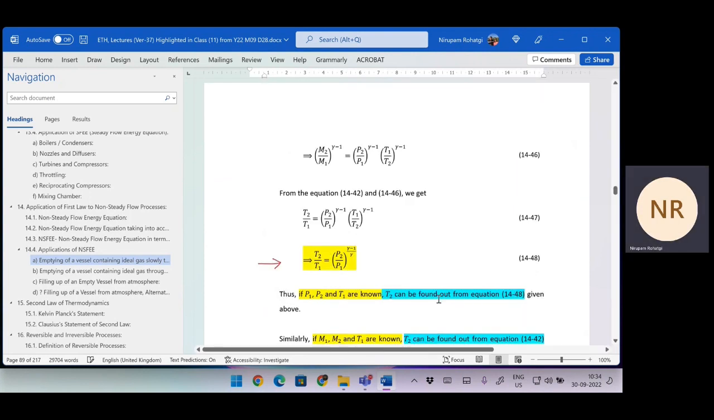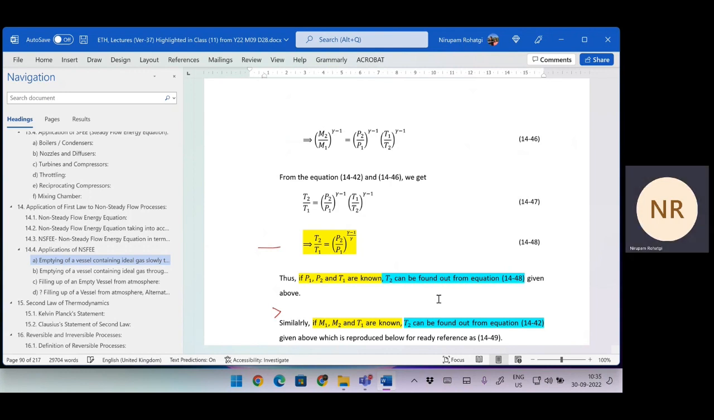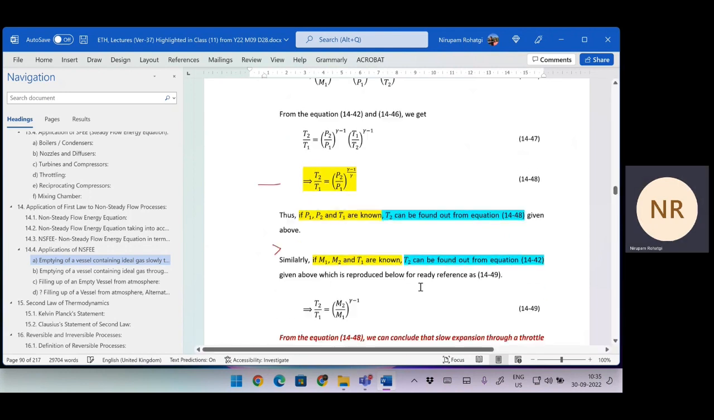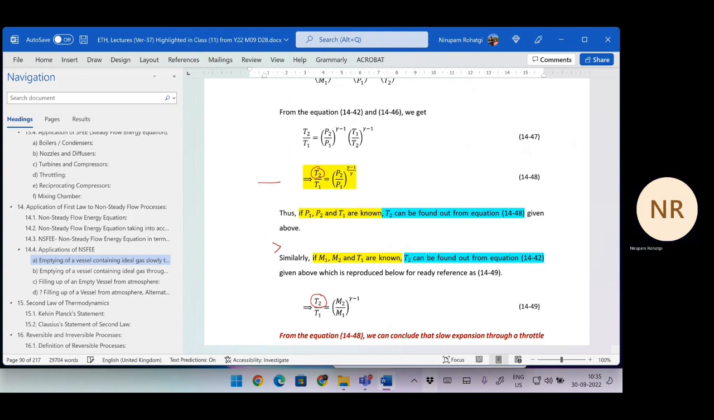T2 by T1 is equal to P2 by P1 raised to power gamma minus 1 over gamma. And this is the same equation as for isentropic compression or expansion. Okay, so you get this equation for emptying a vessel. So if you are given P2 and P1 and T1, you can find T2. Or in this equation, if you are given M2 and M1 and T1, where T1 is the starting temperature and M1 is the starting mass, and you know the final mass, you can find T2. Similarly, if you know the final pressure, and initial pressure and initial temperature are known, you can find the final temperature. Okay, so this is the equation.